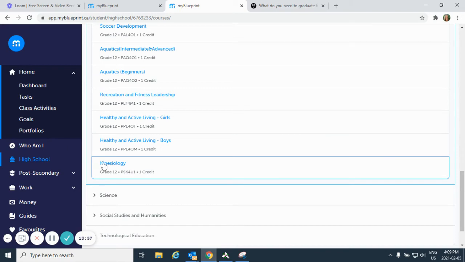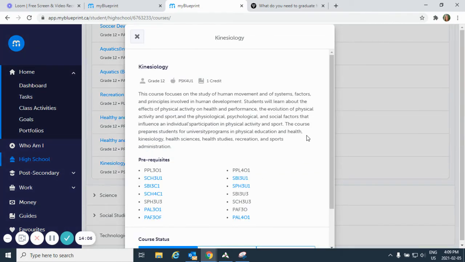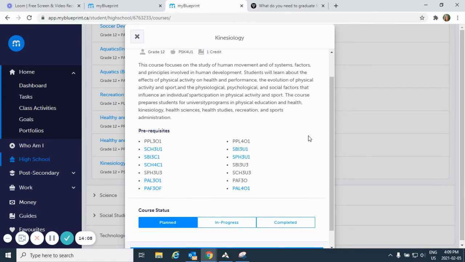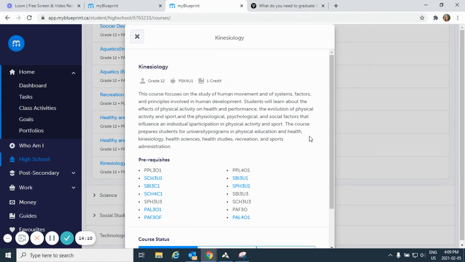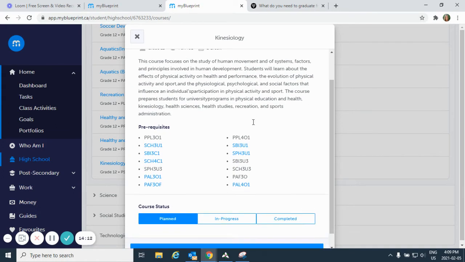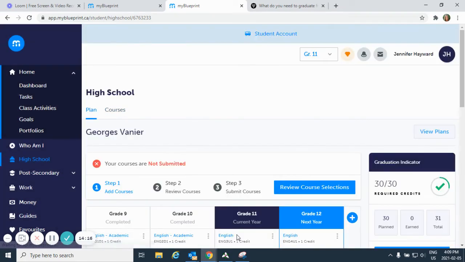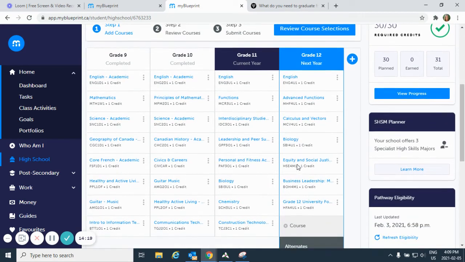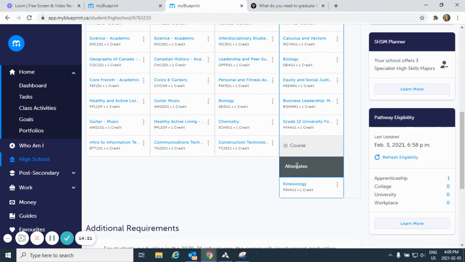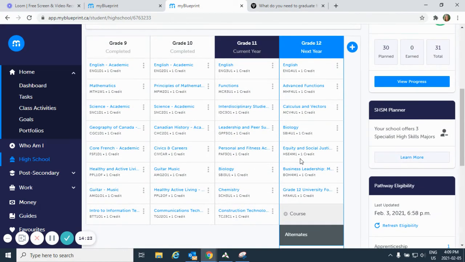And there's also this kinesiology course. It's a grade 12 university level course, and it might give me some good preparation for something in the sciences or health related field. Yep, I like the looks of that course description. I'm going to add that to my plan. Okay, I think I'm just about ready to submit my plan.